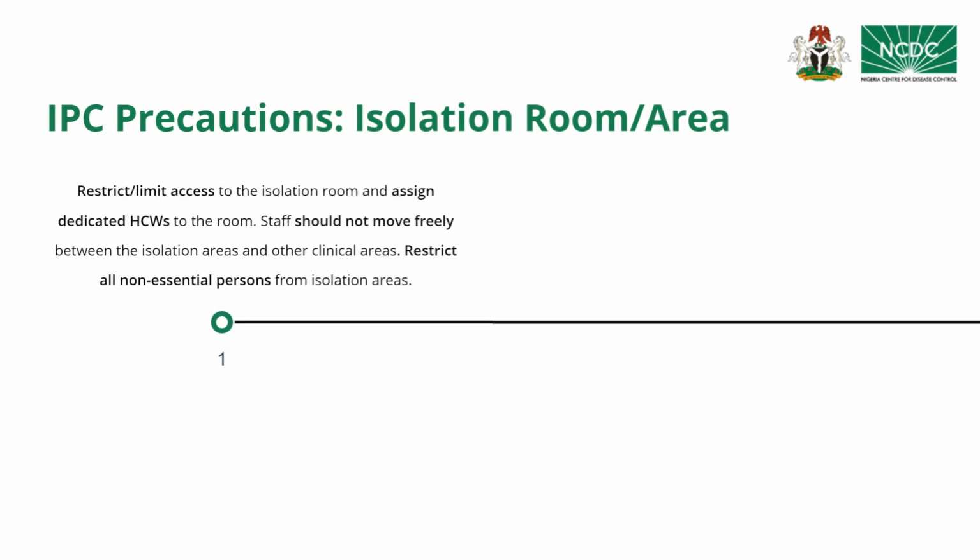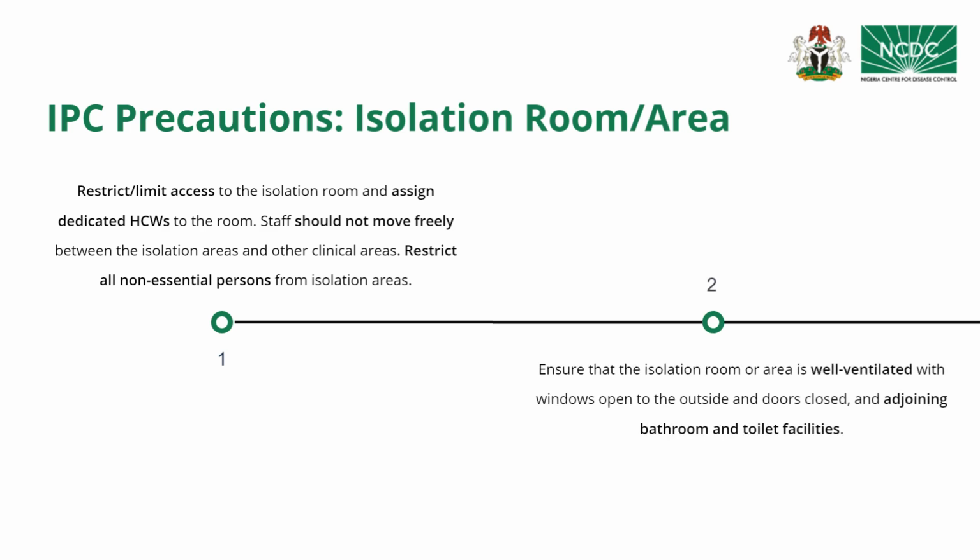Restrict or limit access to the isolation room and assign dedicated healthcare workers to the room. Staff should not move freely between the isolation areas and other clinical areas. Restrict all non-essential persons from isolation areas. Ensure that the isolation room or area is well ventilated with windows open to the outside and doors closed, and adjoining bathroom and toilet facilities.